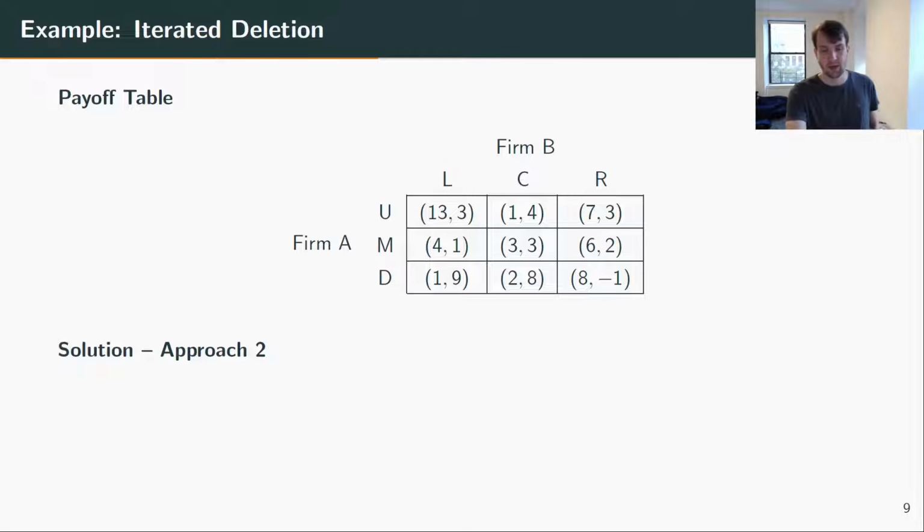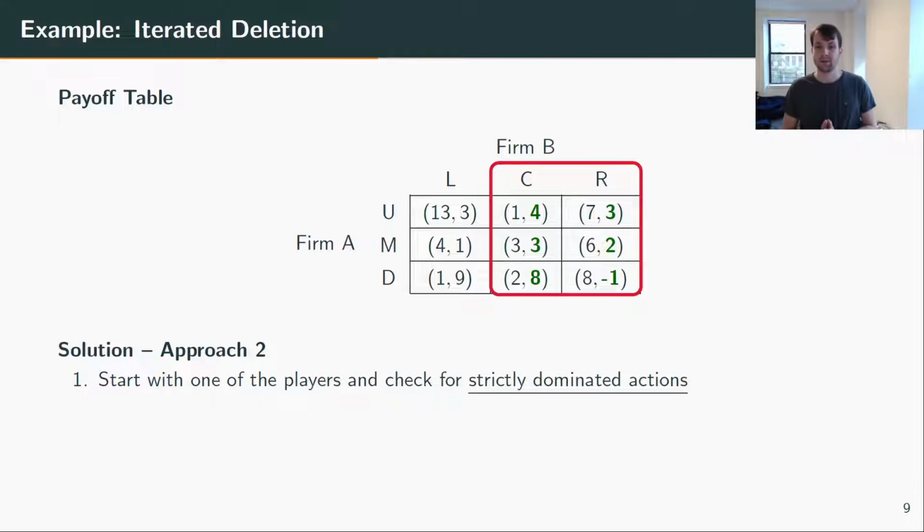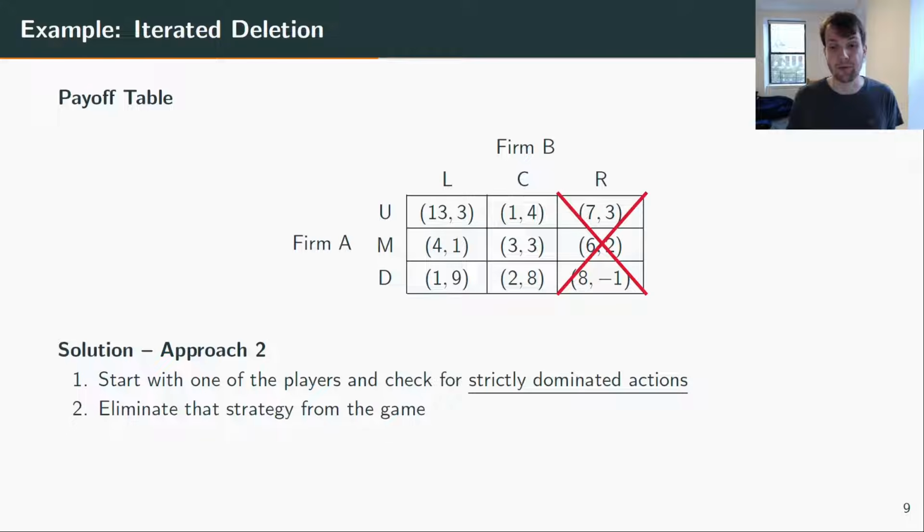Now we're going to use approach 2. Now instead of holding one firm's action fixed and then comparing numbers along, say if we hold firm A's action fixed the row, we're going to compare numbers across rows. How do we do this? So here we're going to say, let's compare the payoffs of firm B, center and right. If firm B plays center, they get 4, 3, and 8 respectively. If they play right, they get 3, 2, and negative 1. 4 is greater than 3, 3 is greater than 2, 8 is greater than negative 1. So R is strictly dominated by C. So firm B is always better off playing C. What are they going to do? Well, they're going to play C, and we're going to remove R.